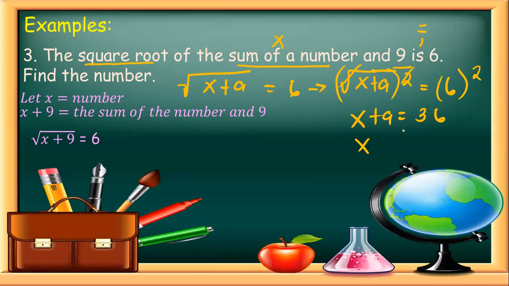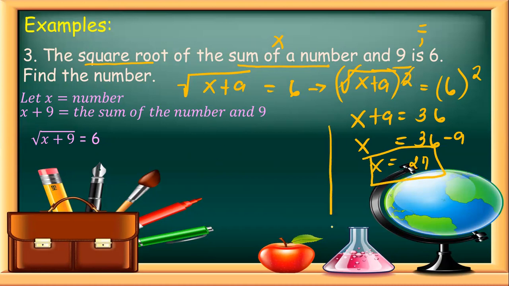Then apply the addition property of equality, subtract both sides by 9, so the left side is equivalent to x. We have 36 minus 9. Next, 36 minus 9 is 27. So the answer here is 27 for x.